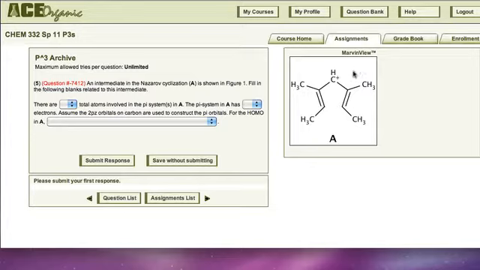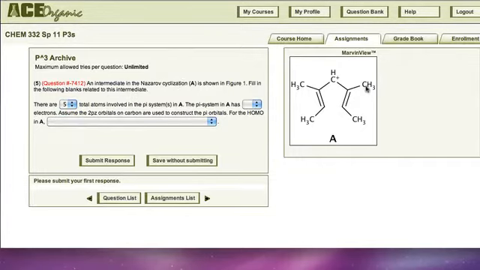The p orbital can serve as a container for a lone pair if this is a negative charge, or simply be empty if this is a positive charge, and we then have a contiguous pi system. So in this molecule A, there are 1, 2, 3, 4, 5 atoms that are part of the pi system. Both double bonds and the positive charge are all part of the pi system.